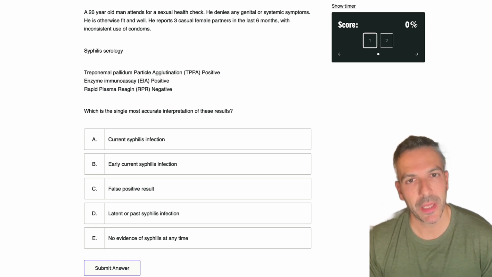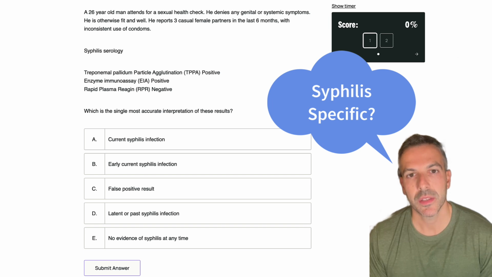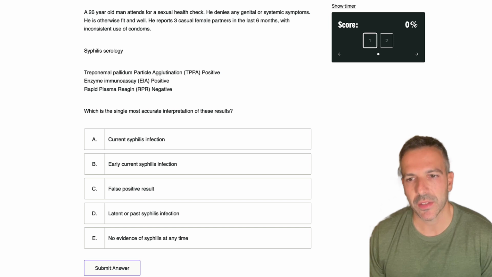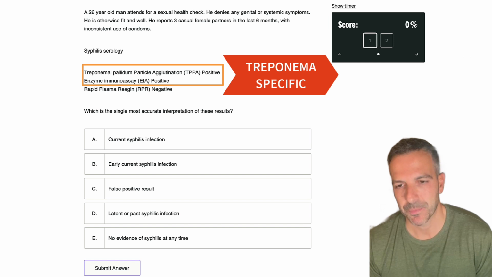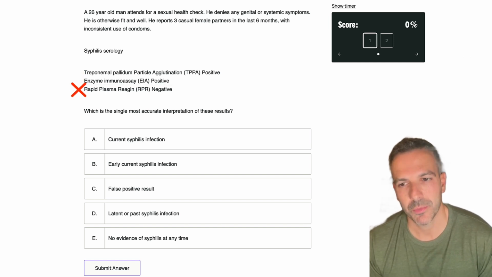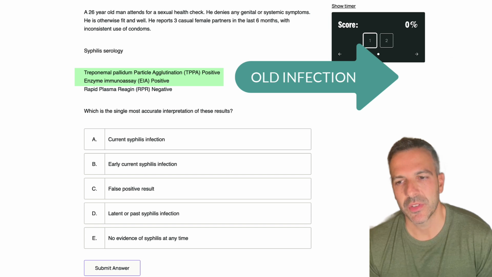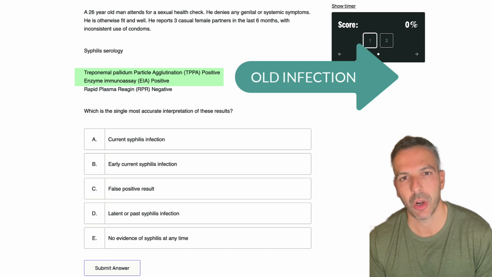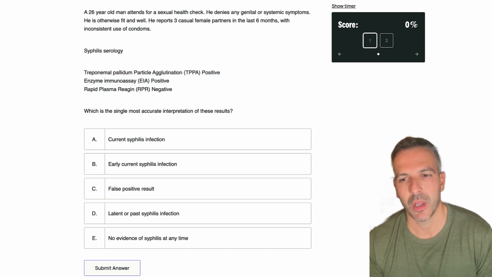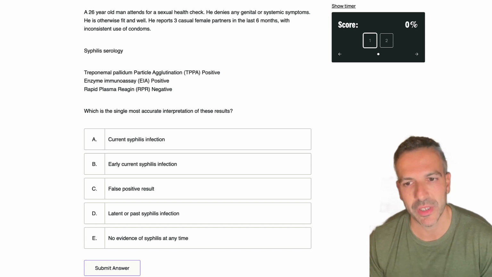The way I often explain this to students is think about which of these are syphilis specific and which of these are not. And if we look at the TPPA and the EIA, these are treponema specific findings. The rapid plasma reagent is not. The way that we interpret this is the TPPA and EIA tend to be positive when someone has had an infection and they remain positive for a long time afterwards. Now, if we think about it, treponema pallidum particle agglutination, the word is in the title. Treponema is already in there. Enzyme immunoassay, enzyme is quite specific, so therefore it stays positive forever. That's how I remember it.